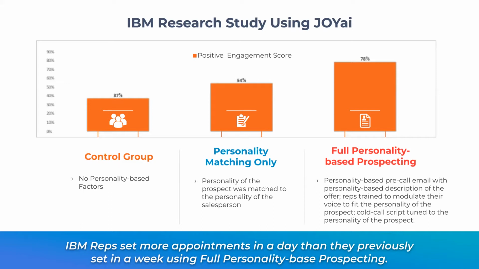When we did that, when we prepped people and had the reps use scripts, which gets you to think that it's word for word, but they had script guides that were based on the personality of the prospect, positive engagement went to 78%, and the reps set more appointments each day than they normally do in a week. That is the impact that personality has on the rapport effect. All right, let's go to the next slide and look at personalities.